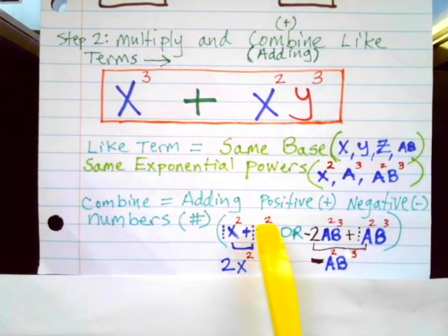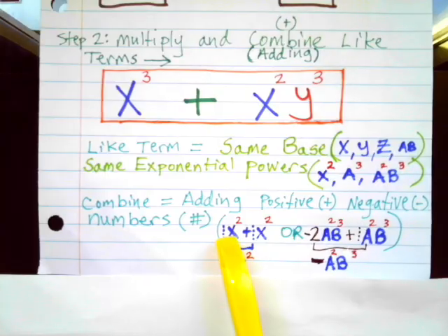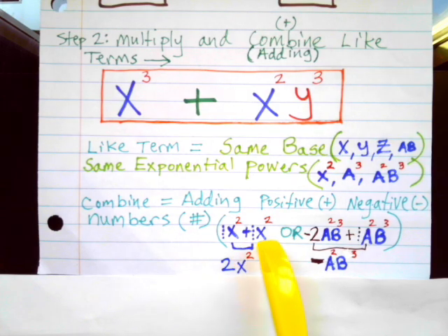So adding positive and negative numbers, right? Like terms. They have to have the same letter, the same variable. So here you can see 1x plus 1x. They're the same base, the same x. They're both to the same exponential power of 2. 1 plus 1 is 2x to the second power.